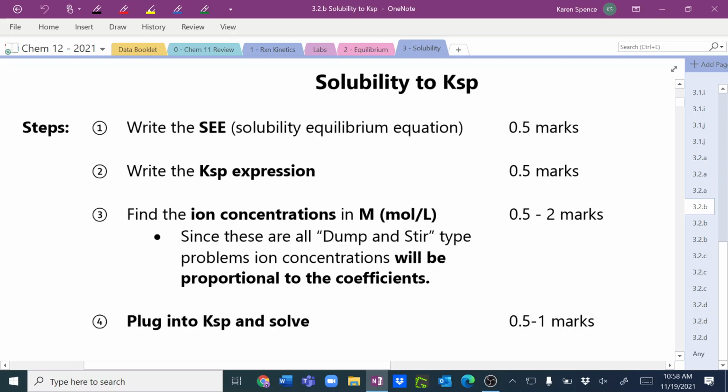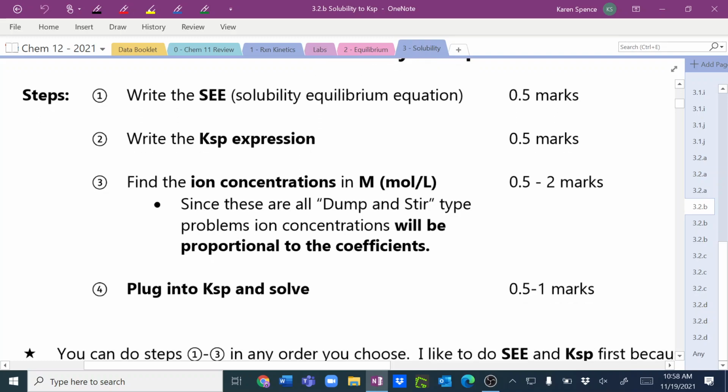Second thing, KSP expression. Again, that's worth half a mark. You will find the ion concentrations. Most of the time, this is going to be proportional to the coefficients, okay? Because these are all going to be a dump and stir type situation where you dump in the compound of interest and you stir it. So if it has a 1-to-2 ratio, you will have a 1-to-2 ratio. And then finally, you plug it into the KSP and solve.